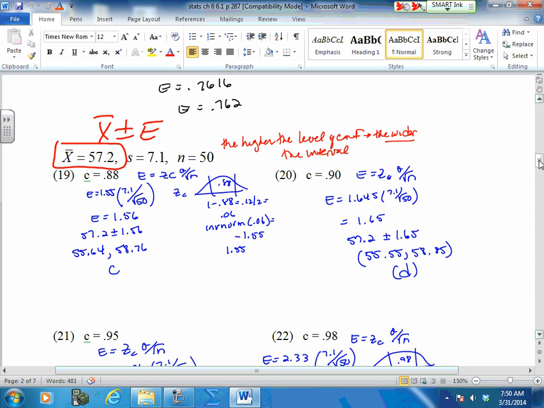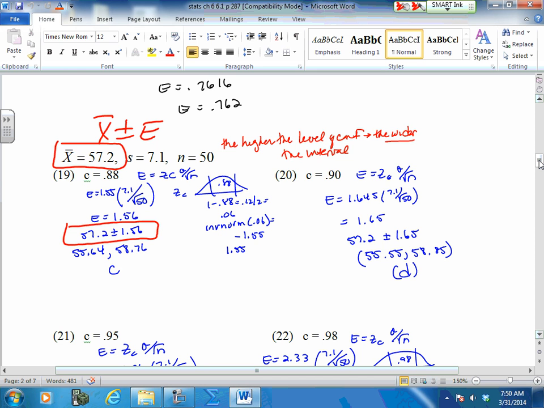Your standard deviation over how many's in your sample. Find your margin of error. Then you just have to do this. 57.2 plus or minus 1.56. You can keep your margin of error in the same decimals as your mean, because that's the one you're adding and subtracting to. Your calculator, of course, rounds it to 3, 4, 5 decimals, depending on what it feels like doing. But you can keep it to your mean if you like.